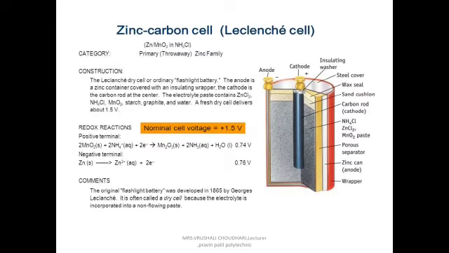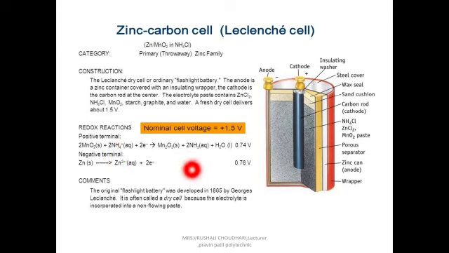Now the working reaction in a Leclanche cell, or the dry cell. As zinc is more active, zinc will act as the anode. So it is also called a flashlight battery. The anode is the zinc container covered with an insulating wrapper. The cathode is a carbon rod deep inside manganese dioxide and carbon powder. The electrolyte is ammonium chloride and zinc chloride.